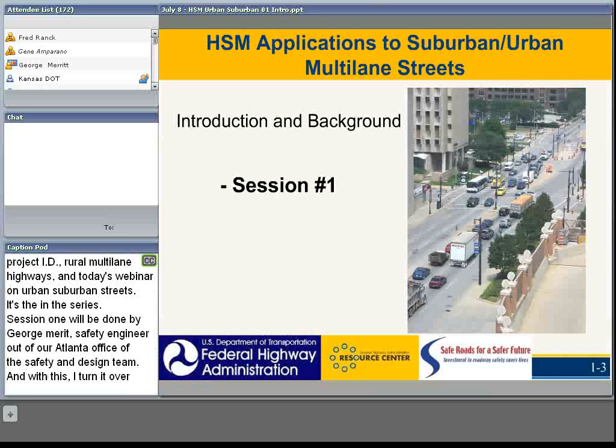Today's webinar is not necessarily going to discuss intersections, but I don't want to sidetrack that. We are going to be talking about the roadway segment portions of urban and suburban multi-lane roads. Now, some of the key safety principles and relationships in terms of highway designers, how we design projects, and some of the things that we've been doing in the past.